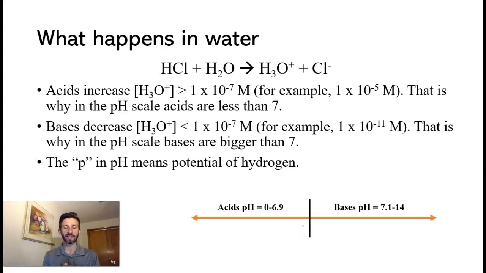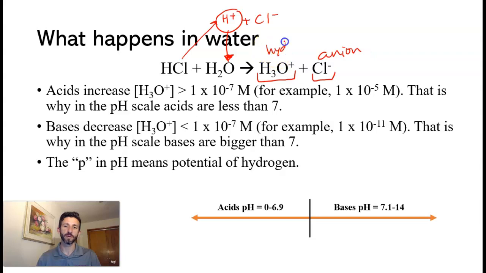So what happens if we put an acid in water? As we said, the HCl splits up into H plus and Cl minus. But then the H plus joins a water molecule, and it makes H3O plus and Cl minus. So when you put an acid in water, you get the H from the acid reacting with the H2O, making H3O plus and the anion, so hydronium and whatever the anion is. So when I put this acid in the water, I increase the concentration of hydronium.